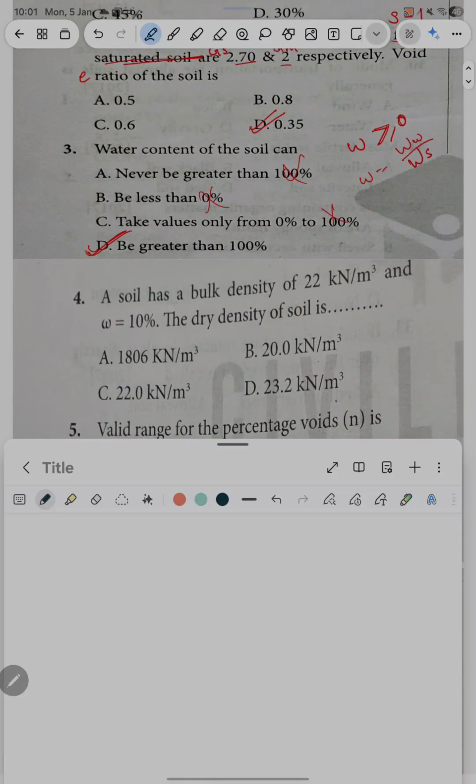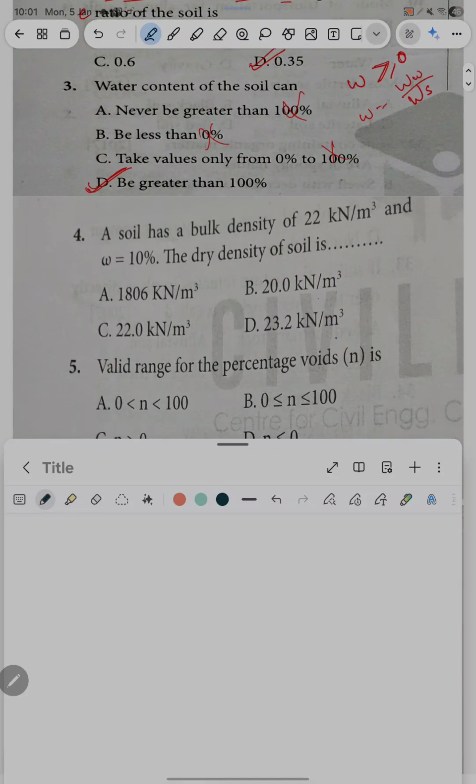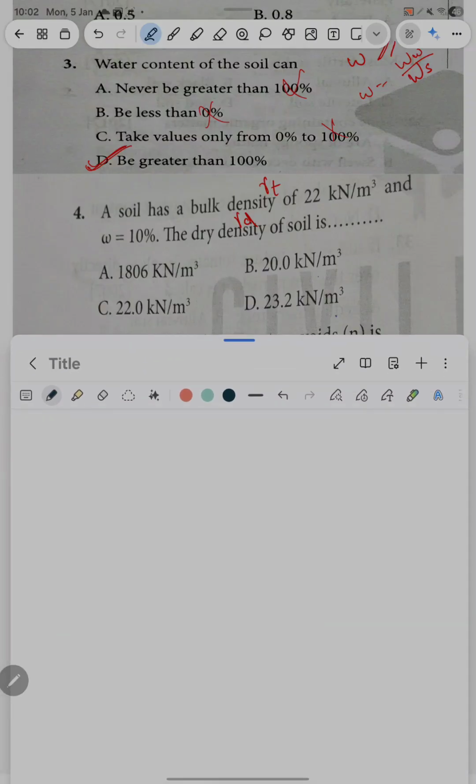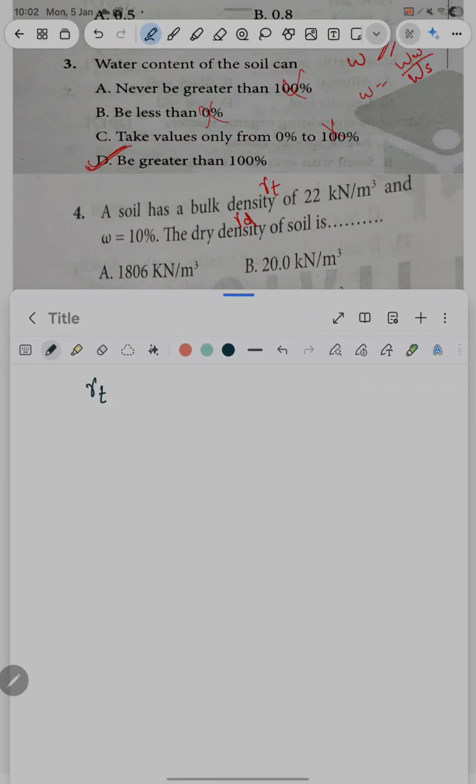Next question. A soil has bulk unit weight gamma T given as 22 kilonewton per meter cube, and water content is given as 10%. Find the dry unit weight of soil, gamma D. We studied this equation, isn't it? Bulk unit weight gamma T is equal to 22 kilonewton per meter cube. Water content is given as 10%. We can write it as 0.1.